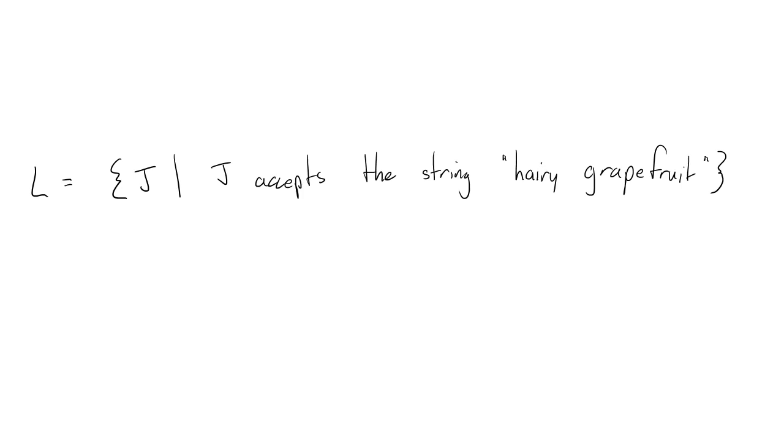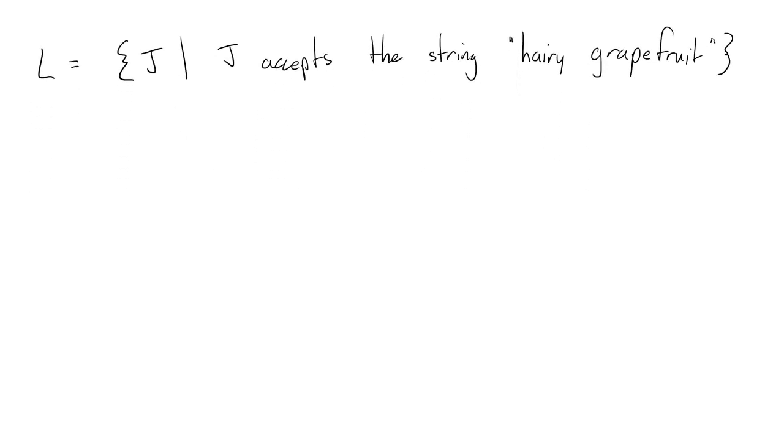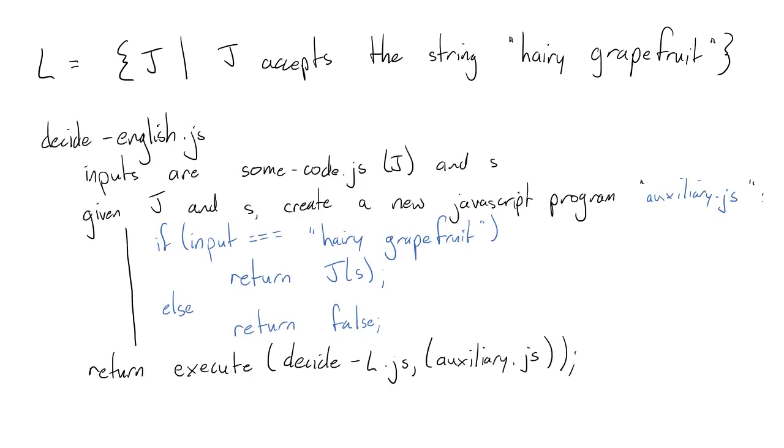Take this language. Can we build a decider for this language? Well, let's try to finagle a way to decide English, given that we do have a decider for this language. Call that decider decide-L.js because I'm just not creative anymore. The same idea. Let's write out decide-English.js. So like before, the inputs are some source code and S.